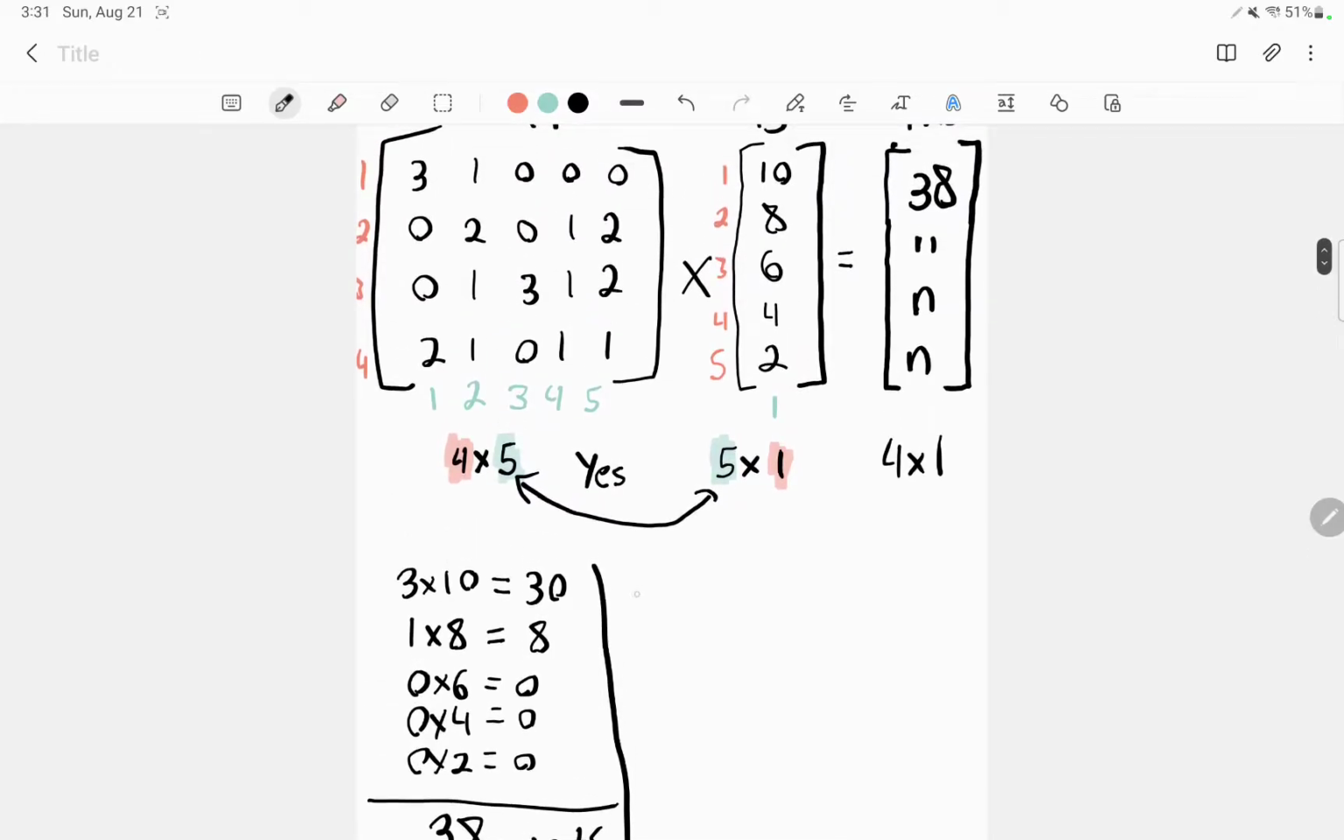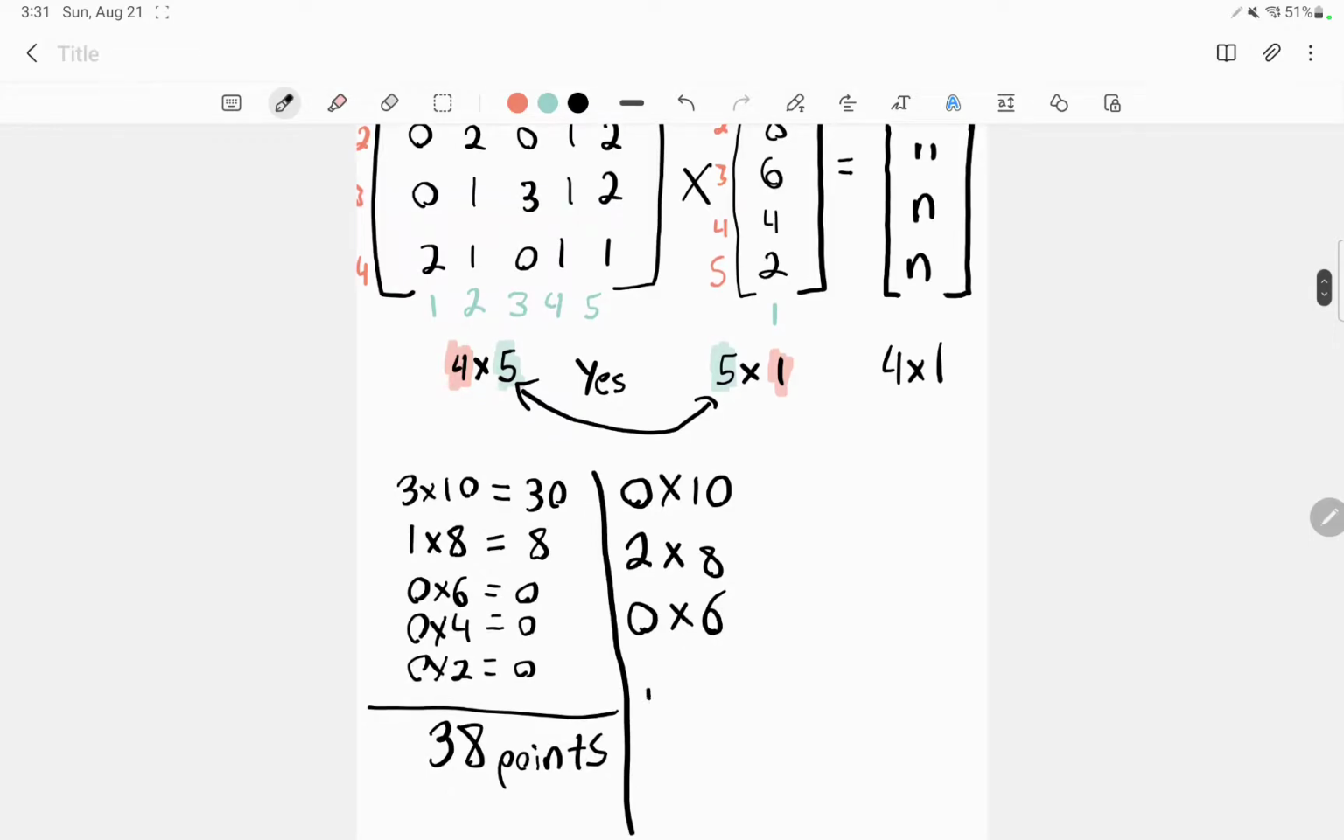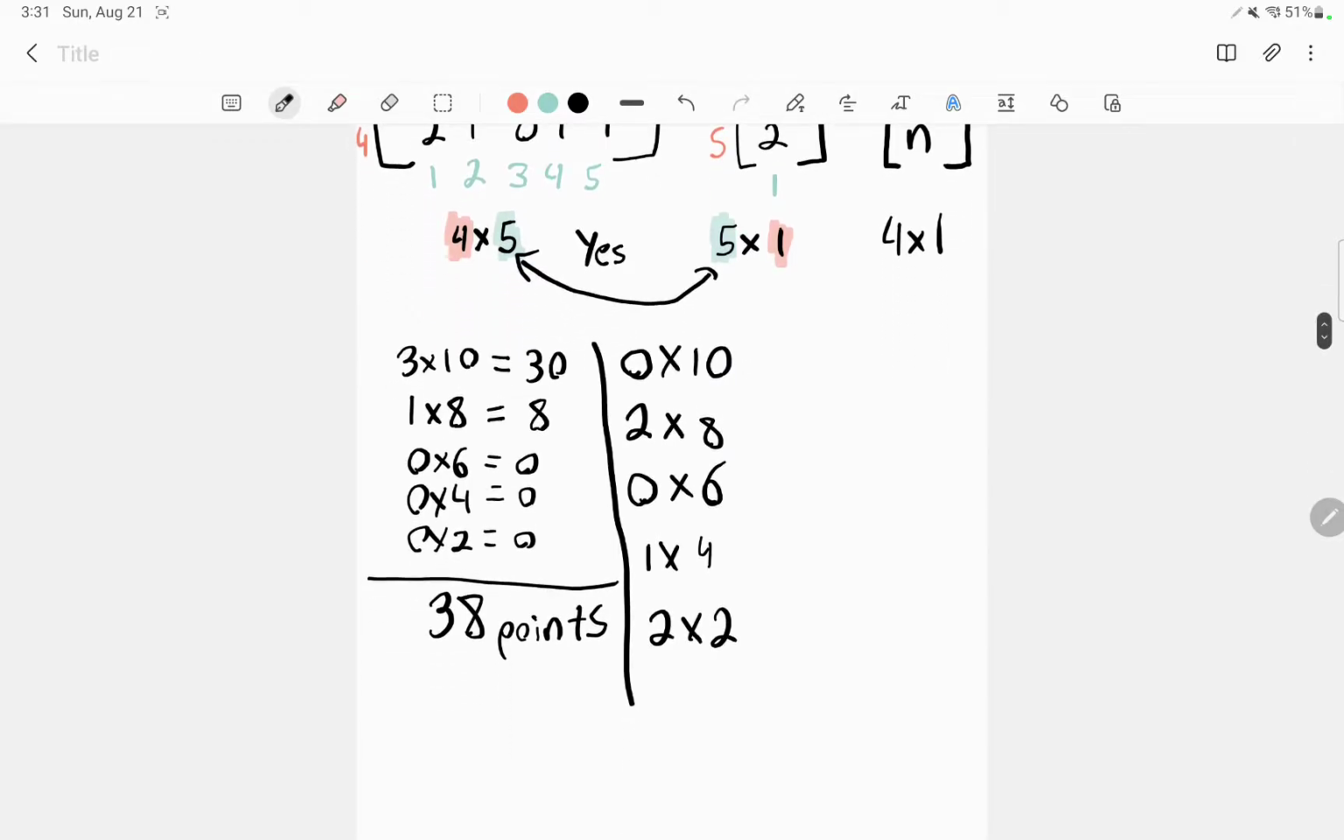So it's going to be 0 times 10. Then it's going to be 2 times 8. It's going to be 0 times 6. It's going to be 1 times 4. And finally, it's going to be 2 times 2. All right, that's all the points and all the races that she did.